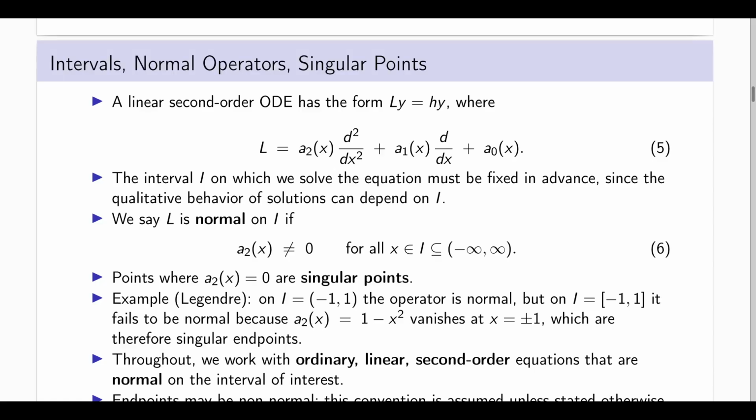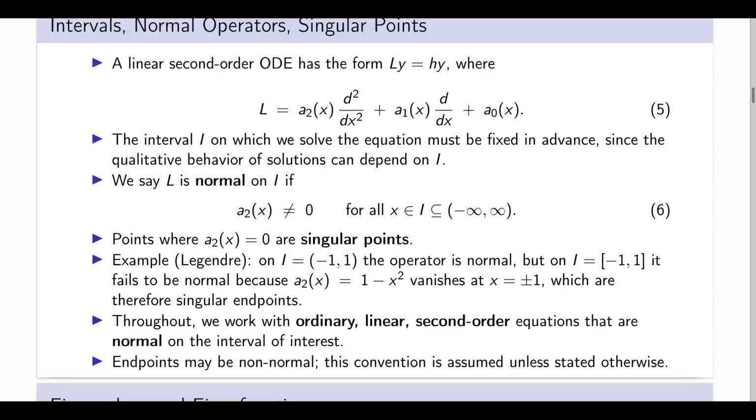We now turn to the question of intervals, normality, and boundary conditions. The interval I on which an equation is solved must be fixed in advance, since the qualitative behavior of solutions can depend on the interval itself. We say that the operator L is normal on I if a2 of x is not equal to 0 for all x in I. Points where a2 of x equals 0 are called singular points.